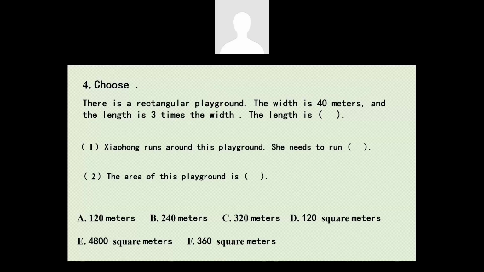Okay, let's do exercise 4. A playground has a width of 18 meters and the length is 3 times the width. Find one, the length; two, the distance of one lap; and three, the area. You have 13 seconds.